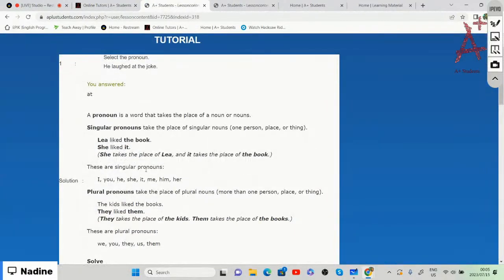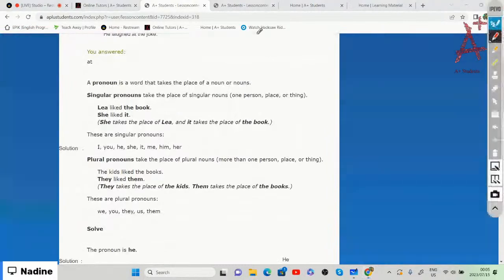Okay, so before we identify pronouns, a pronoun is a word that takes the place of a noun, or takes the place of nouns, right? So instead of saying the person's name, you can just say her or she. Instead of literally mentioning all of them, we can say them or they. We also have singular pronouns and plural pronouns, right?